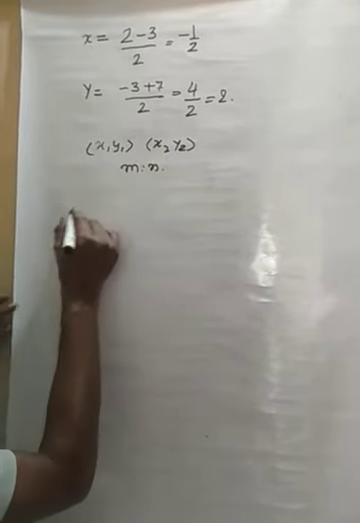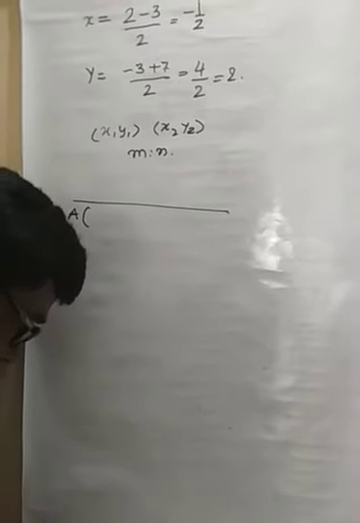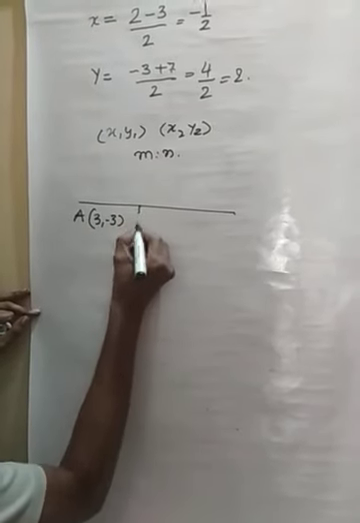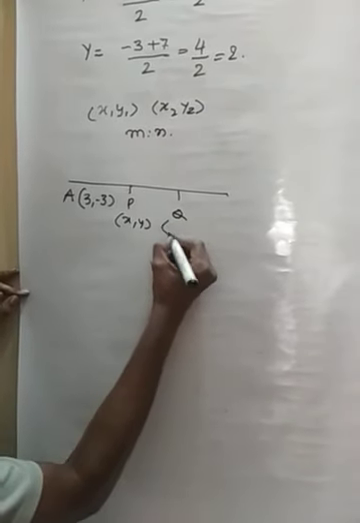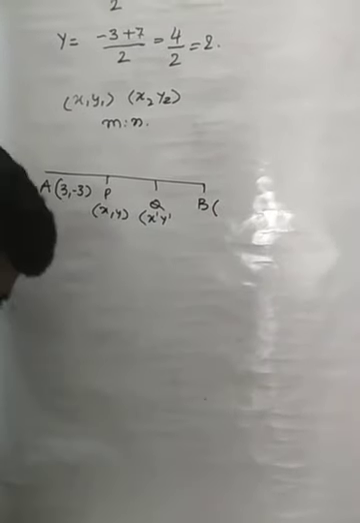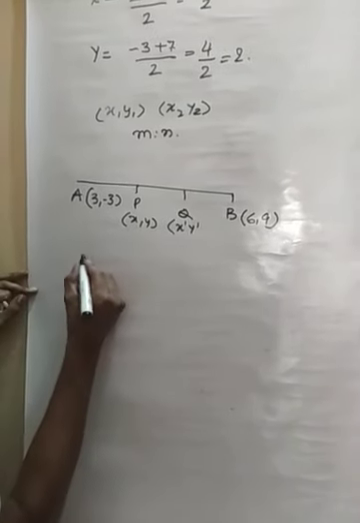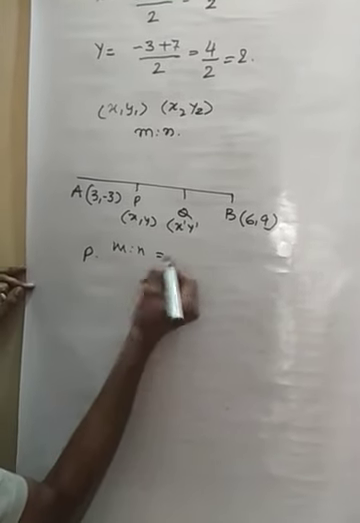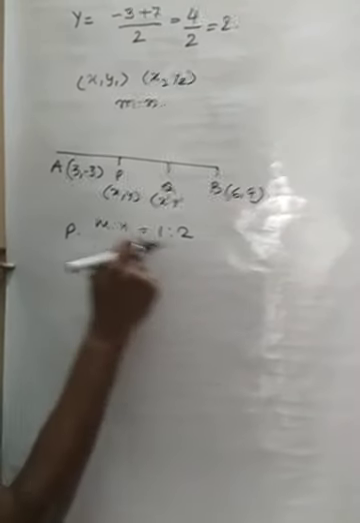Two points, say A, whose coordinates are given as 3, minus 3, and this is a point P, coordinates are x, y. This is a point Q, coordinates are x dash, y dash, and this is the point B whose coordinates are 6, 9. So first of all, if I want to find P, I will take m is to n equal to 1:2, because this is one part and here you have 2 parts. So the ratio will be 1:2.